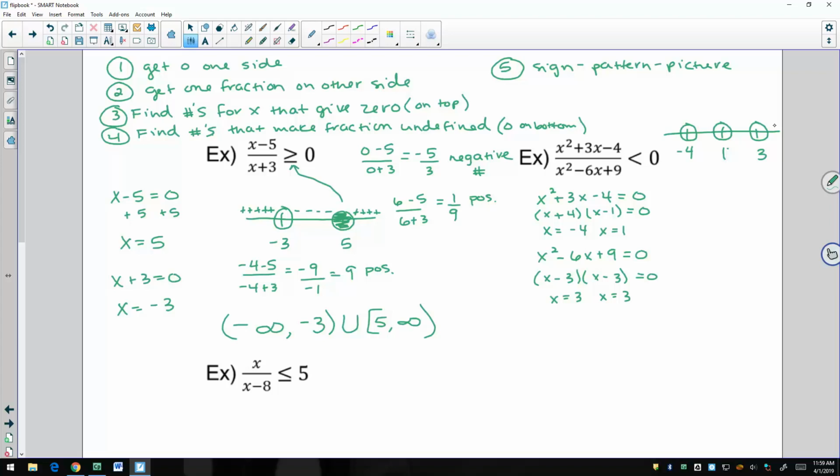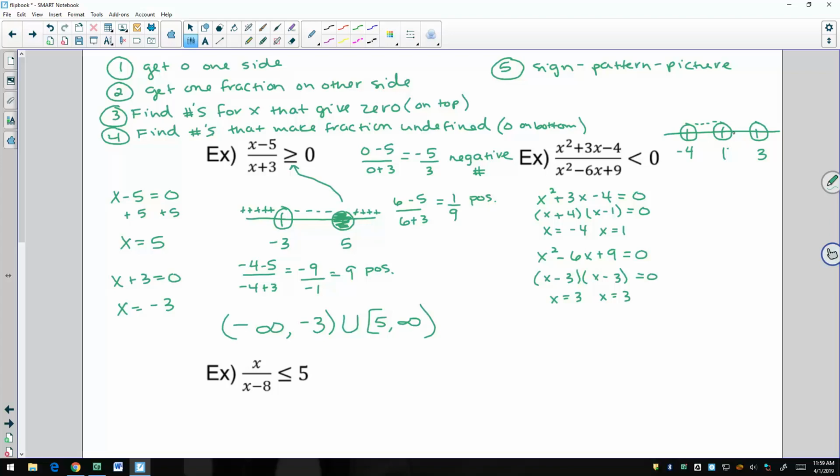So you're going to have to plug in numbers in between all of these and see if you get a positive or negative. So first I'm going to pick 0. 0 is in between -4 and 1. So if you plug in 0, that's -4 over positive 9, which is a negative number. So I'm going to put negative signs in between here. So that's definitely one of my answers. I just have to find if there's other intervals that also give me negatives.